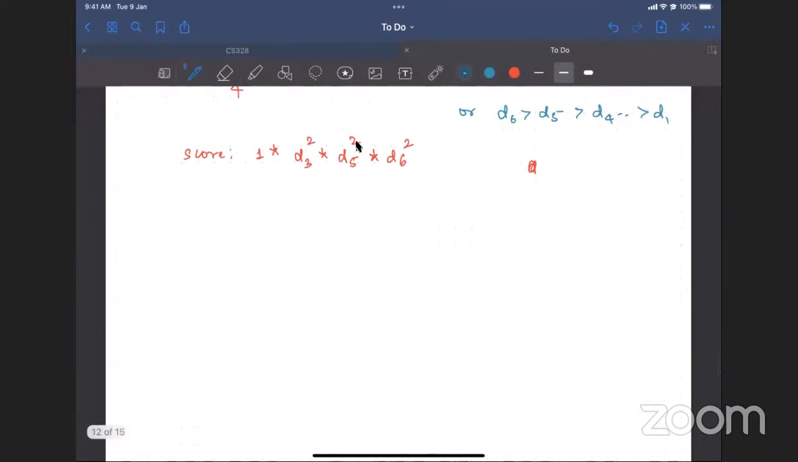And in MST, you're trying to minimize the weight function, that is the summation of Wi. But here, you are trying to maximize the product of Wi, right? So this is the maximum spanning tree.